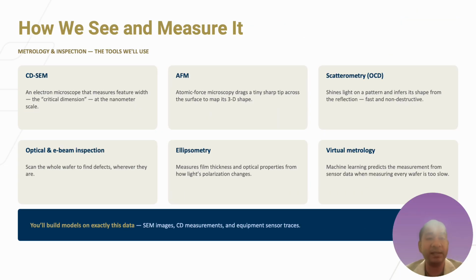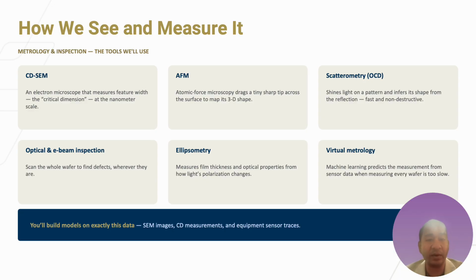Building at the atomic scale is only possible if you can also measure at the atomic scale. So here are the measurement and inspection tools you will work with. A CD-SEM is an electron microscope that measures how wide a feature is, its critical dimension. AFM, atomic force microscopy, drags a tiny sharp tip across the surface to map its three-dimensional shape.